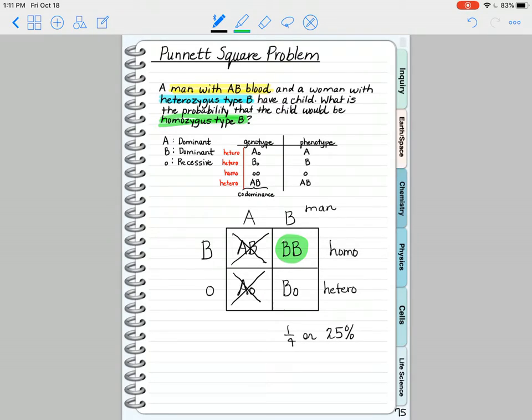So the probability that the child is homozygous type B is 1/4, or 25%.